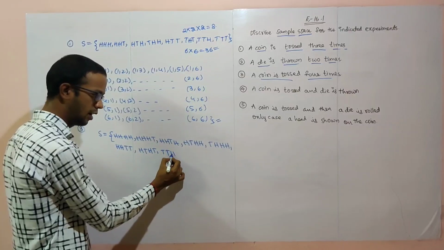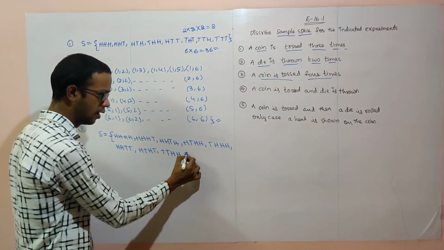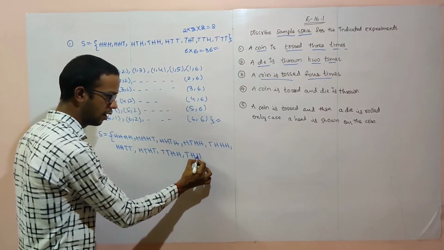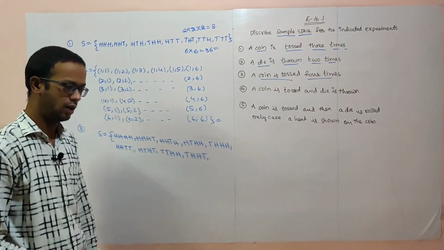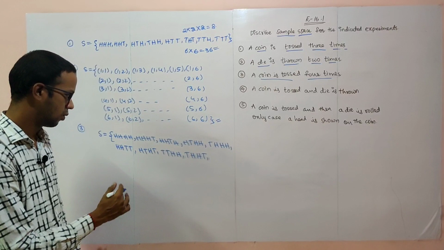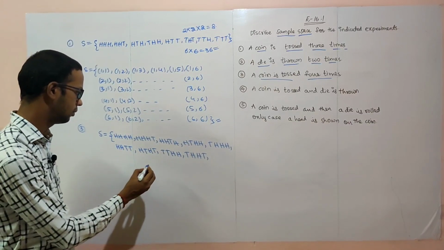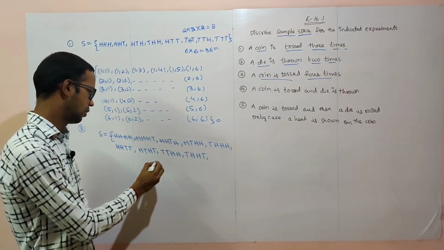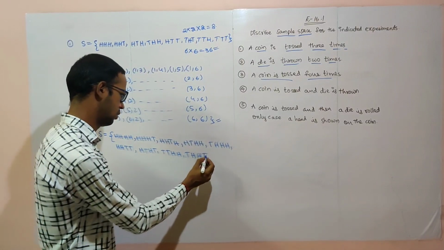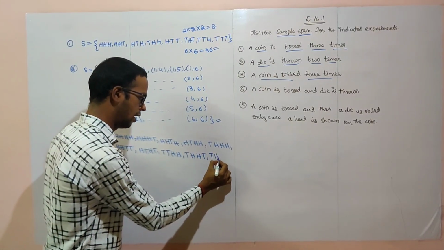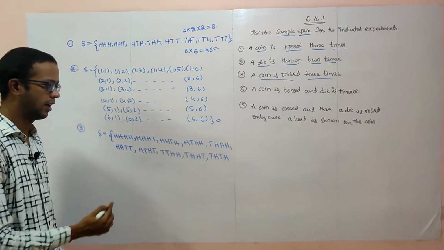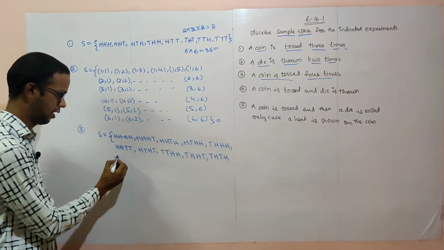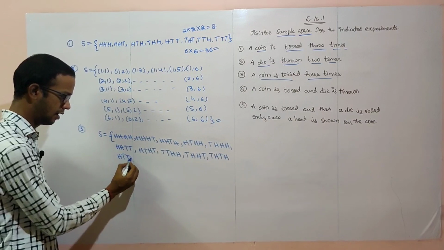Tail, tail, head, head. Tail, head, head, tail. Tail, head, head, tail. Next, more any options for 2? Tail, head also we can write. Next one, 3 tails I'll take. Tail, tail, tail.